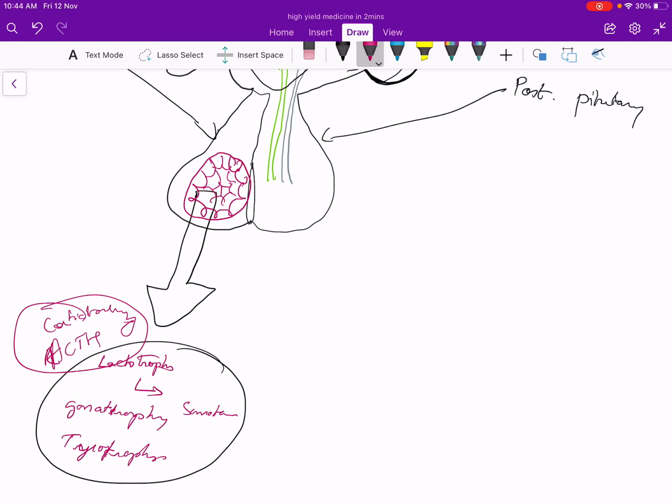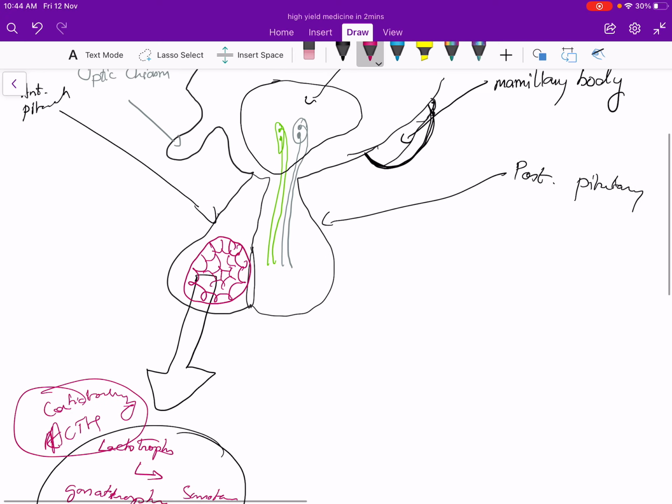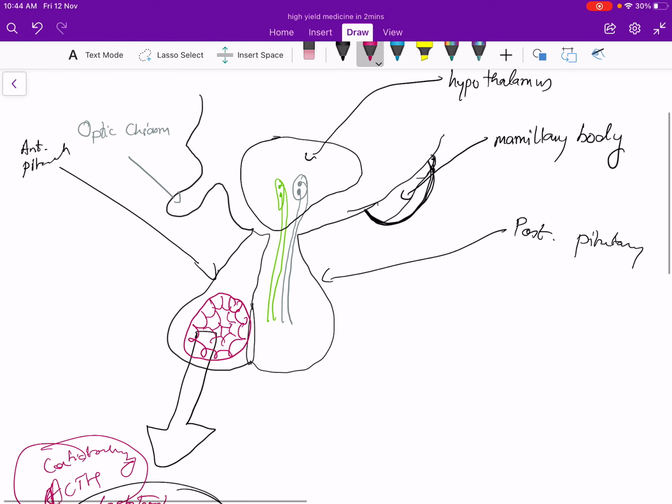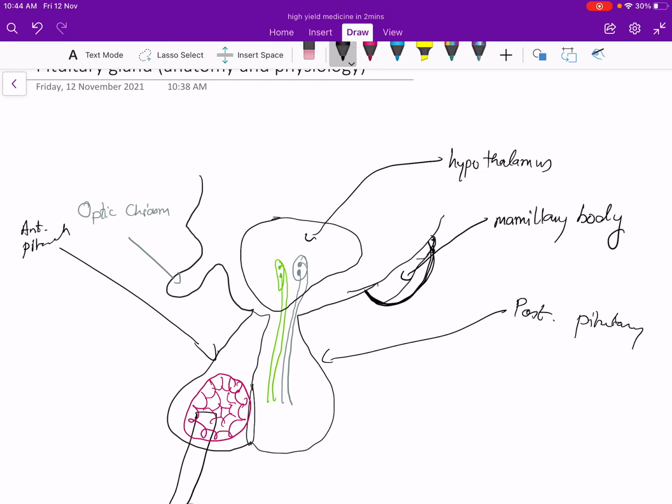Now you have to understand the difference between anterior and posterior pituitary. So what happens in posterior pituitary? Posterior pituitary secretes only two hormones which are oxytocin and ADH. And these hormones are basically not made in posterior pituitary. They are made, synthesized by these two neuronal bodies in the hypothalamus.